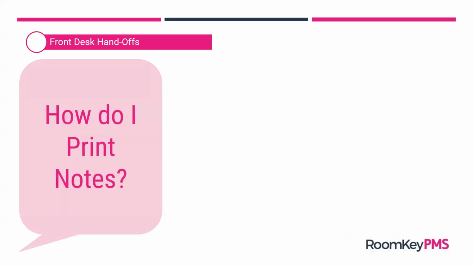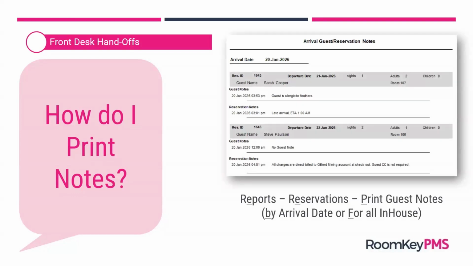So the next thing that you might be asking is, how do you print guest notes or reservation notes? We've got one simple report that'll allow you to do that. It's the arrival guest notes. This can be printed per arrival date. It is a report that is found in the Reports menu under the Reservation section, and it's called Print Guest Notes. You'll have the option to print this by arrival date or for all of your in-house guests.